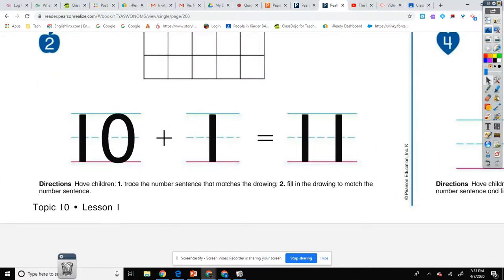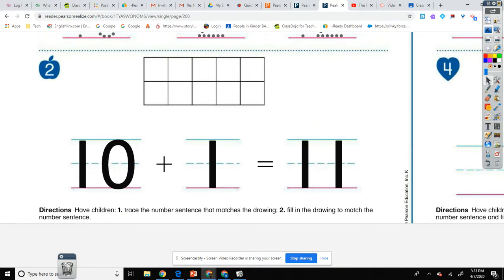Number 2 says directions: fill in the drawing to match the number sentence. So you got 10 plus 1 is equal to 11 as the equation or the number sentence. I guess they call it number sentence when you're in kindergarten. They want to say number sentence, instead of a 3rd or 4th grader calling it an equation. All right, so you do a number, you do a picture, right? It says drawing. Okay, they call it drawing.